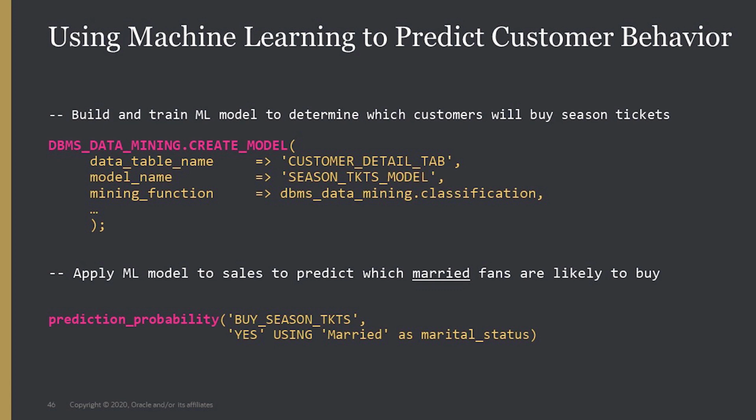So for example, I can call this prediction probability. I give it the name of the model that I just built, and I give it the conditions that I want to use. So for example, I'm going to predict which married fans are likely to buy. So I say I'm using yes for married on marital status, and it'll return me the probability of that.